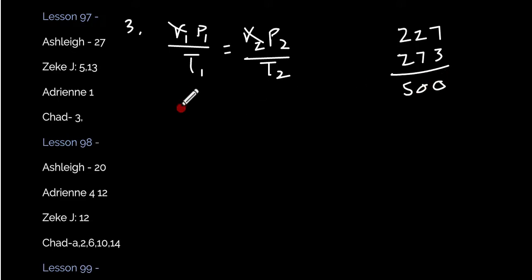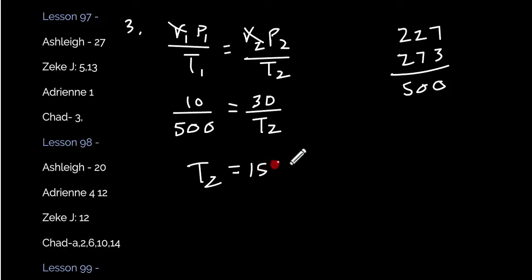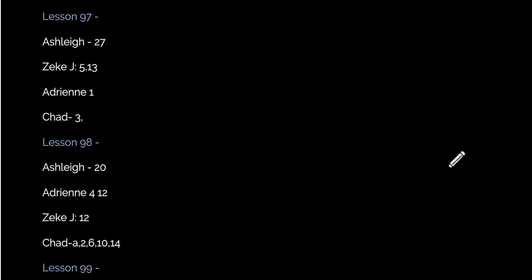So we just plug in our numbers. P1 is 10, T1 is 500, P2 is 30, T2 is what we don't know. We just cross multiply, so we get 10 T2 equals 15,000. So we end up with T2 is 1500 kelvins because we had to convert. All right, number 3.